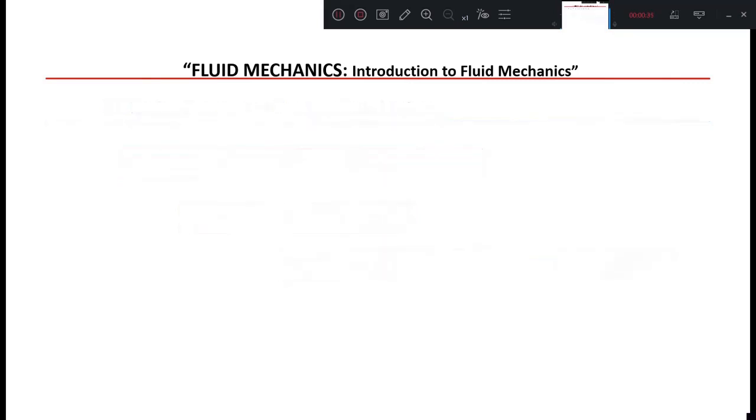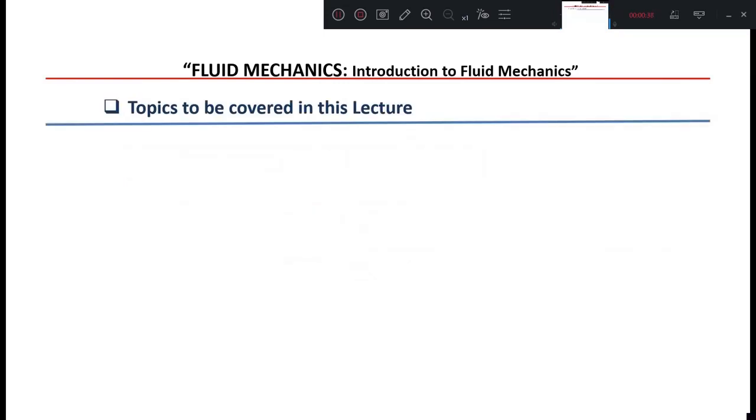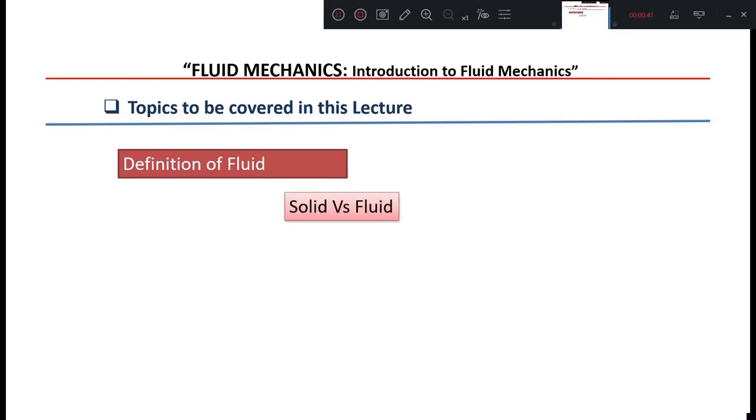So let us now get into the subject. Today's session includes the technical definition of fluid. Further, we will also talk about how solid and fluid matter differ from each other. And finally, in this session, I will introduce you to a few important fluid properties.